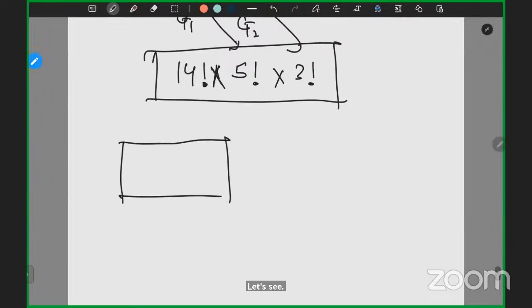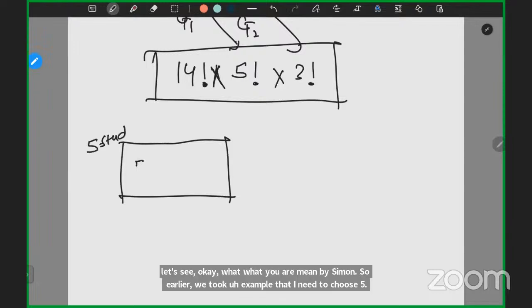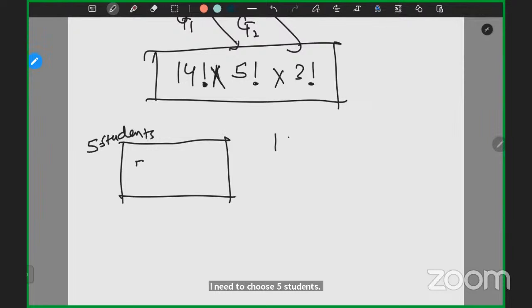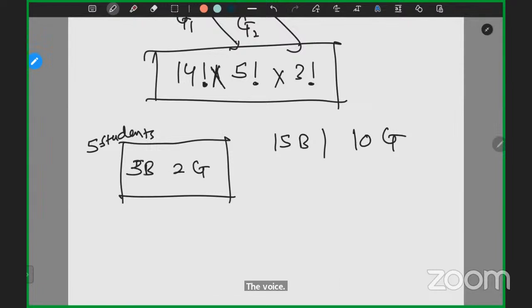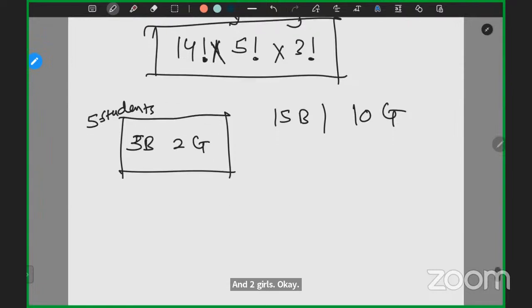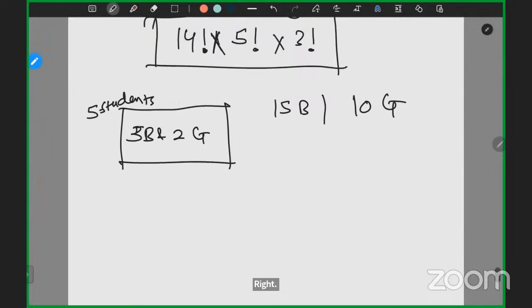So earlier we took an example that I need to choose five students. This example we did, out of, I don't know, 15 boys and 10 girls. Okay, and I'm choosing three boys and two girls. So this thing is happening simultaneously, you can say that, right? So here, yes, I'm using 'and'. This thing is happening simultaneously.